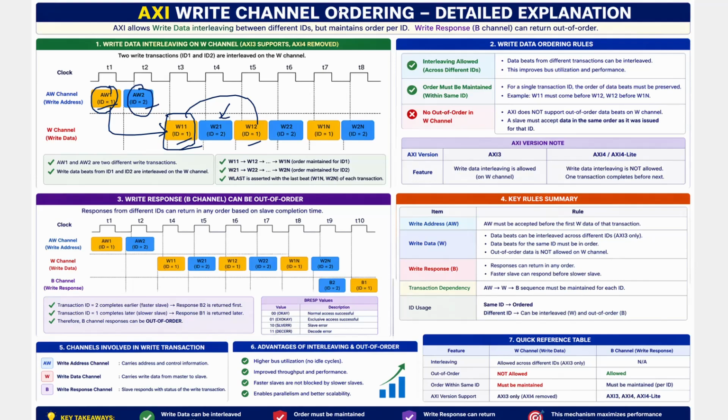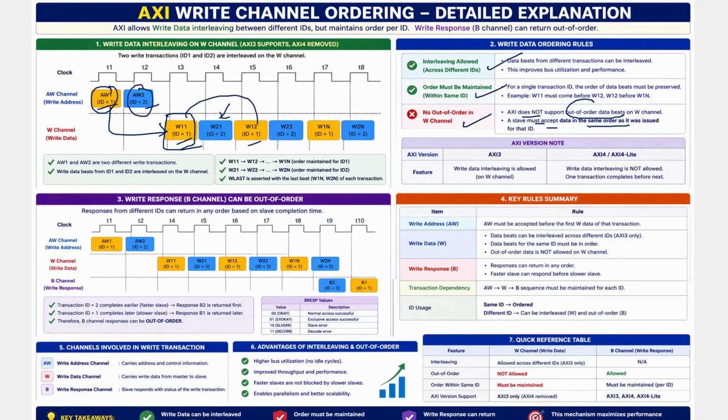That means the write channel ordering rules depend on interleaving being allowed, and the order should be maintained. If the ID is the same, then you will get the signals in the same order. So there is no out of order in the write channel. Why not? Because we are placing the data into the slave. AXI does not support out of order beats on the write channel, because the slave must accept the data in the same order, but the slave can give the response in any order.